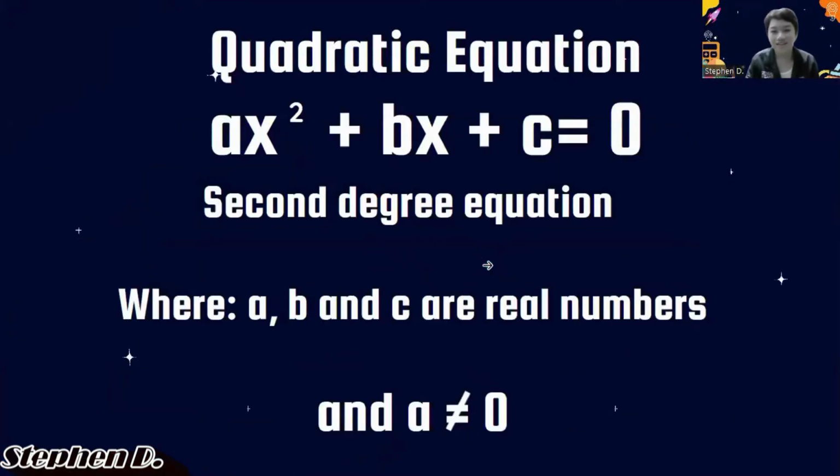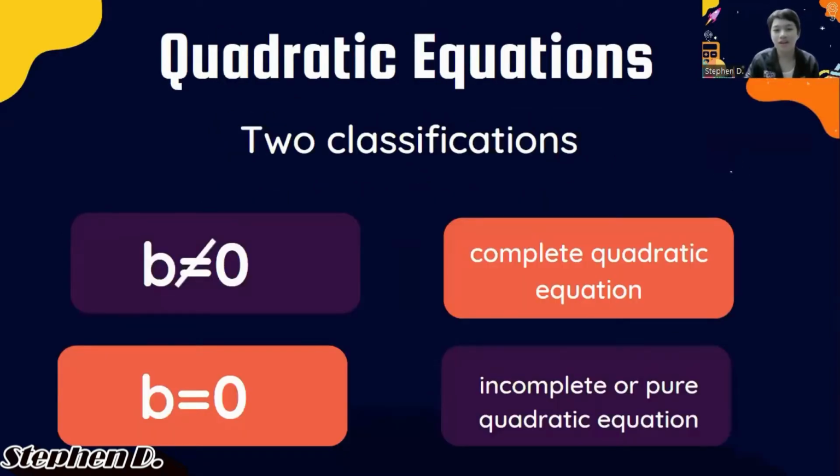First, what is a quadratic equation? It has the standard form ax² + bx + c = 0. It is also a second degree equation where a, b, and c are real numbers and a is not equal to 0. There are two classifications of quadratic equations. When b is not equal to 0, it's called a complete quadratic equation. And when b is equal to 0, it is called an incomplete or pure quadratic equation.